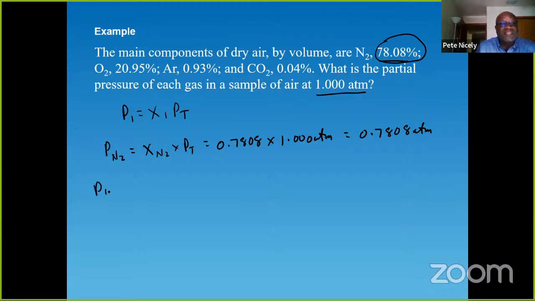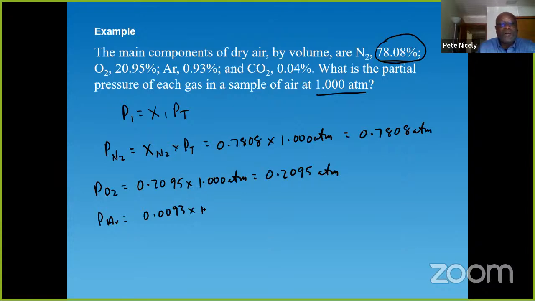So in the case of oxygen, the partial pressure of oxygen will be equal to 0.2095 times 1.000 atmospheres, and that will be equal to 0.2095 atmospheres. And then in the case of argon, that would be equal to 0.0093 times 1.000 atmospheres, and that will be equal to 0.0093 atmospheres.